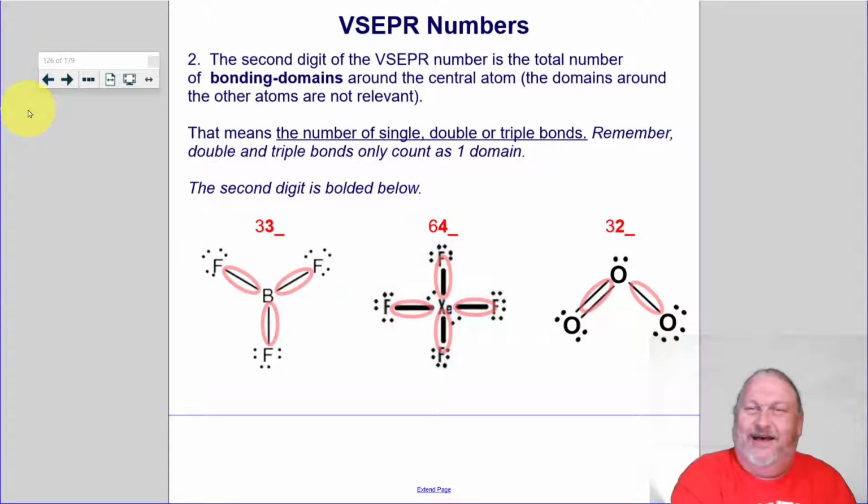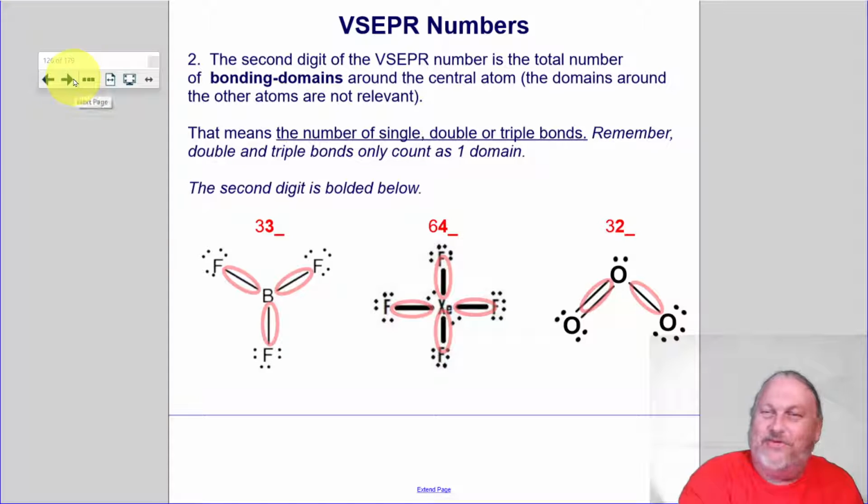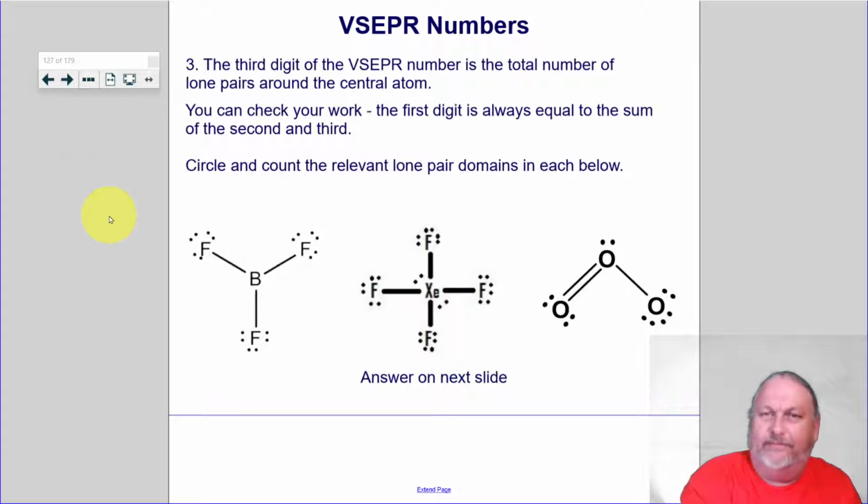So anyway, that's going to be their numbers. And so those numbers actually mean something. The third digit is the number of lone pair around the central atom. Okay? Now think about it. The first digit is the sum of the second and the third digits. So that's a pretty good little check.